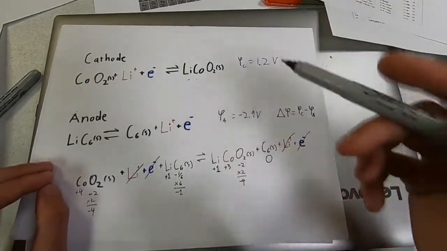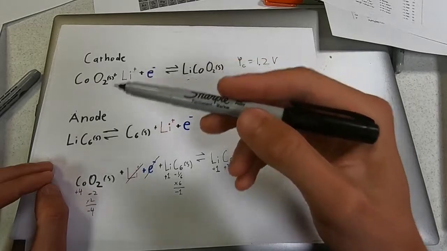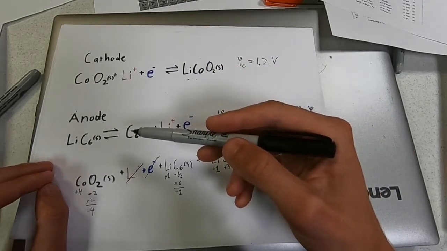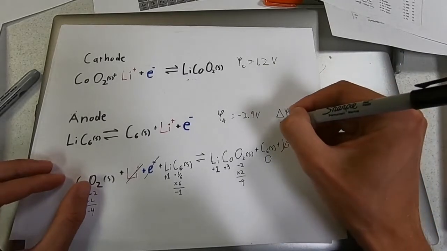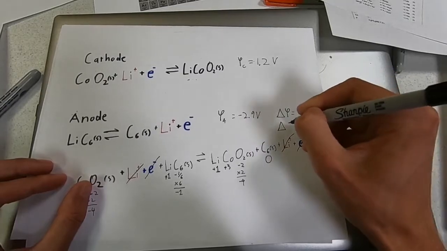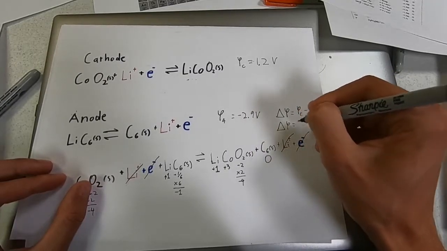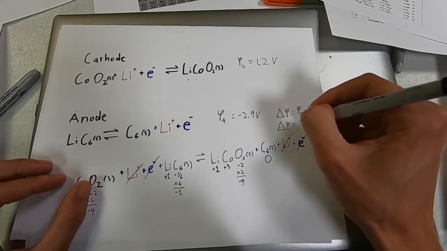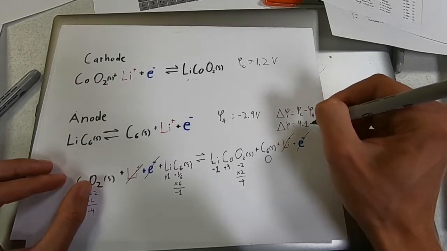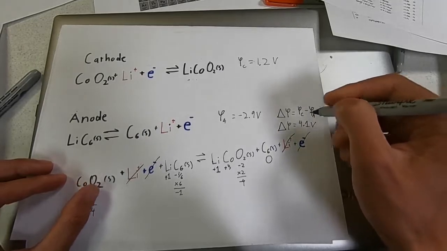So combining everything, putting our cathode and our anode reduction and oxidation reactions together, we get a cell potential of approximately 4.1 volts.